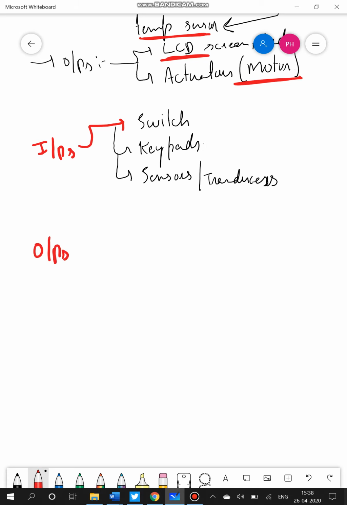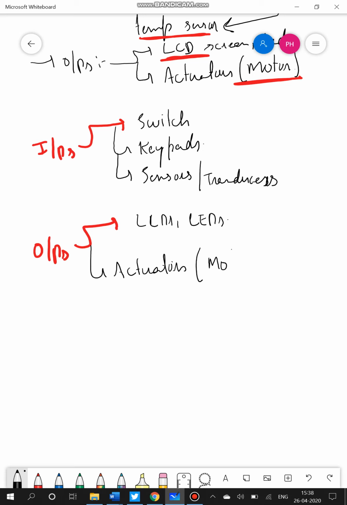And then we have output devices. Output devices we will be discussing in our chapter are also of two types. First, these are displays like LCDs, LEDs, etc. And then we have actuators. Actuators are actually the reverse of transducers. They are the components that change electrical energy into motion, into mechanical energy. Simplest example is motor.